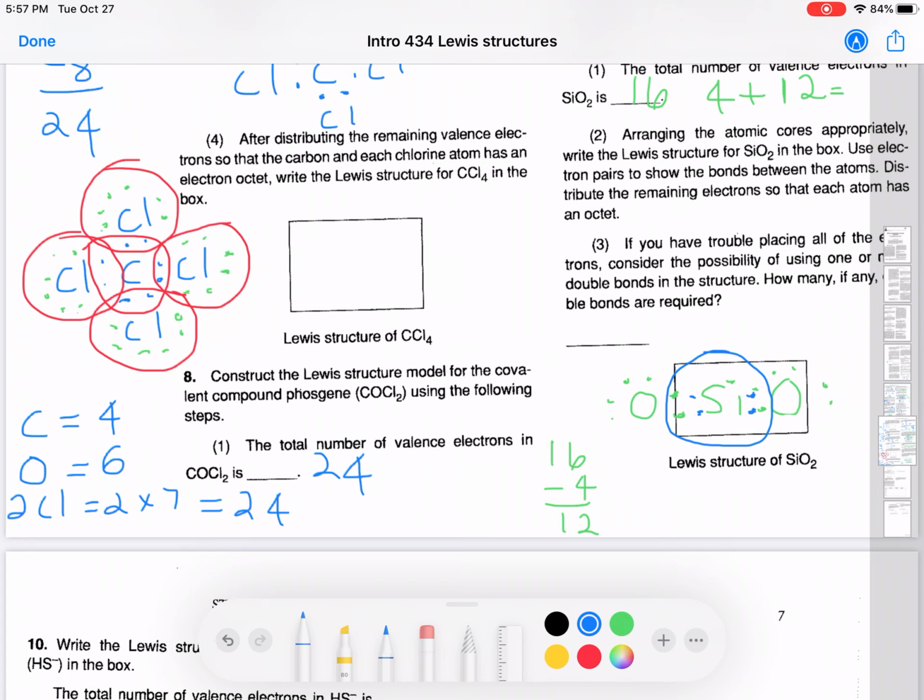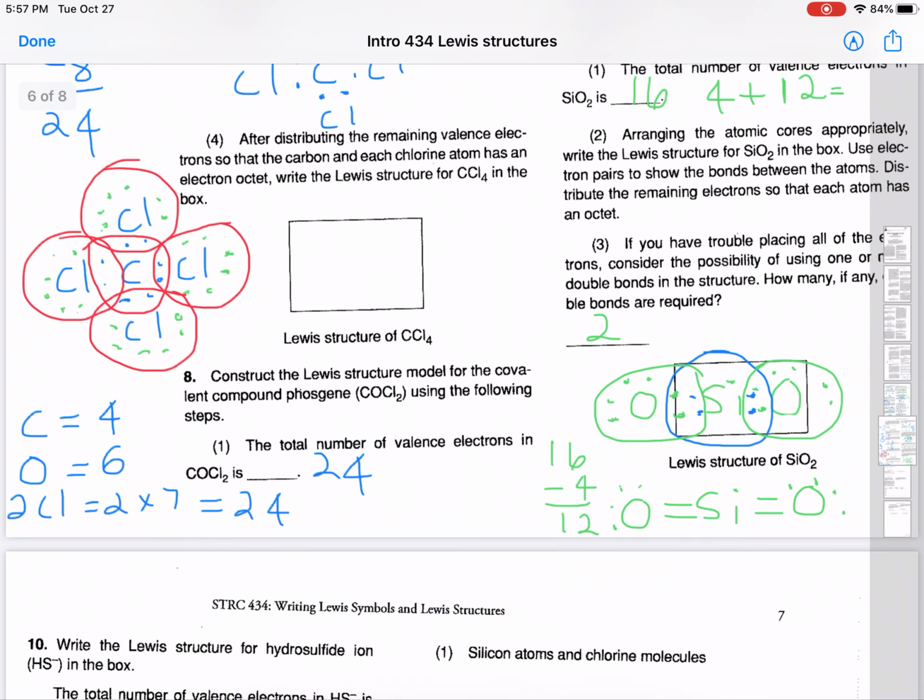Okay, now silicon has 8 electrons and oxygen also has 8 electrons. 2, 4, 6, 8. This is for oxygen and this is for oxygen. There are 2 double bonds. Right, so if you draw the structure, it would look like this with the bonds. Okay, 2 double bonds. So the number of double bonds is going to be 2.